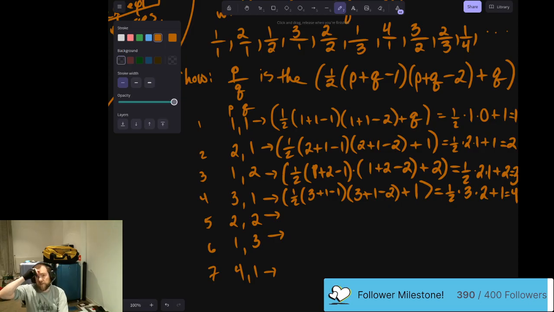Right, so P plus Q is going to be fixed for that number of terms. And then Q is going to start from 1 and then work its way up to whatever the maximum is going to be for that row, level, whatever we want to call it. Okay.